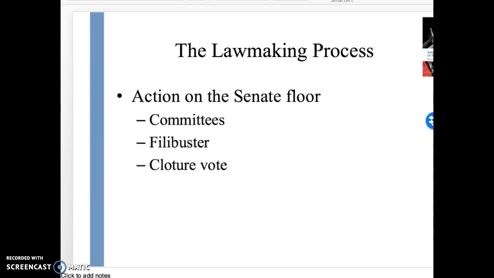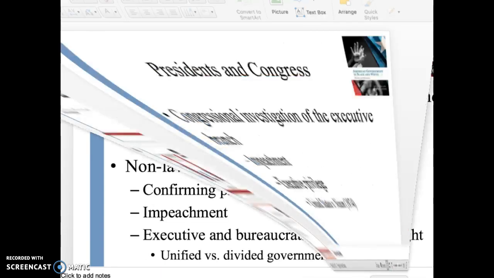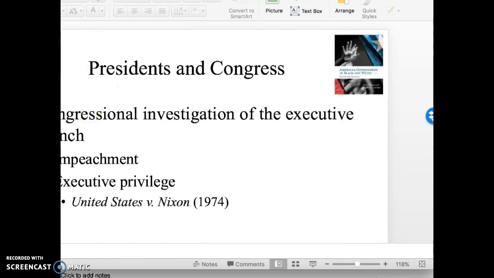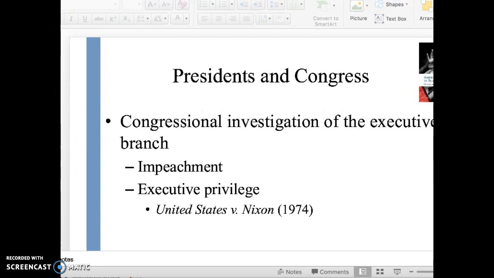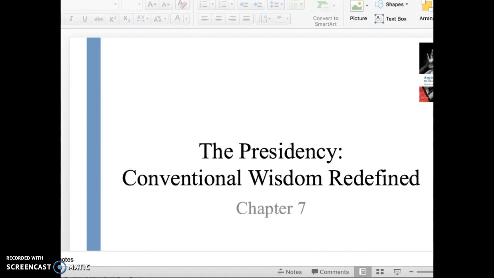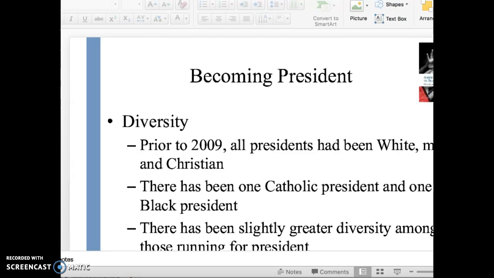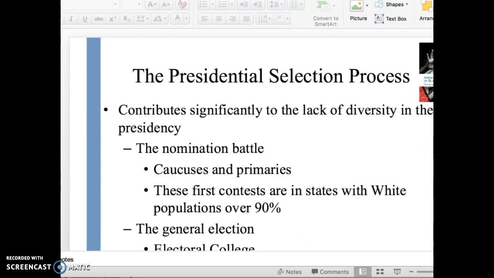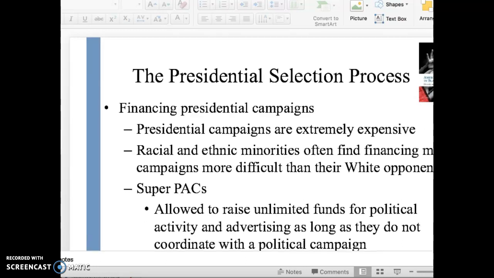Okay, so as we move from this chapter on to Chapter 7 on the presidency and the Congress, the presidency and its relationship with the Congress, you're looking at the executive now and how they deal with that second branch of government. So what has diversity been in the presidency? You see, not many. What is the process, and how is it laid out?